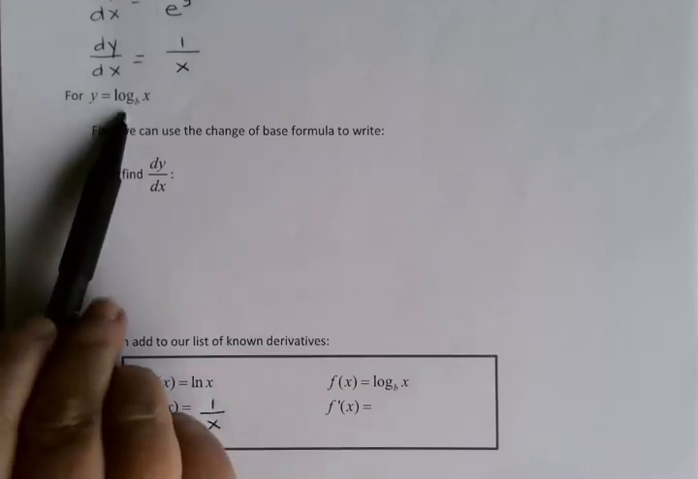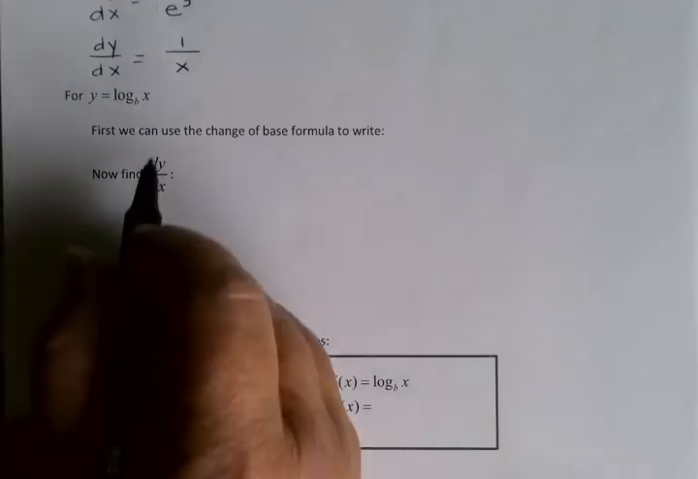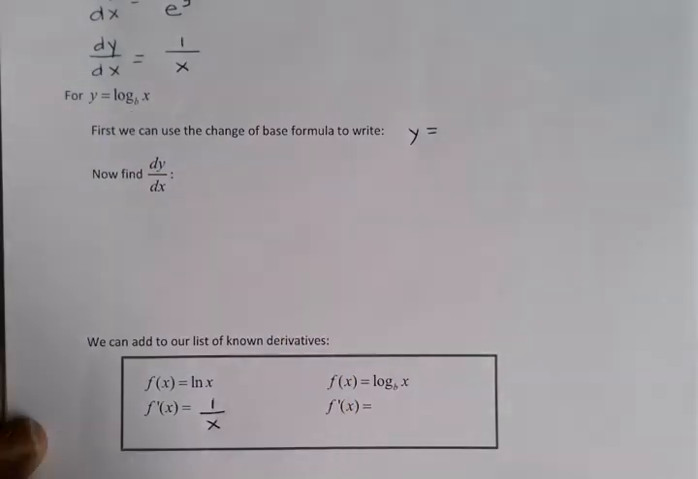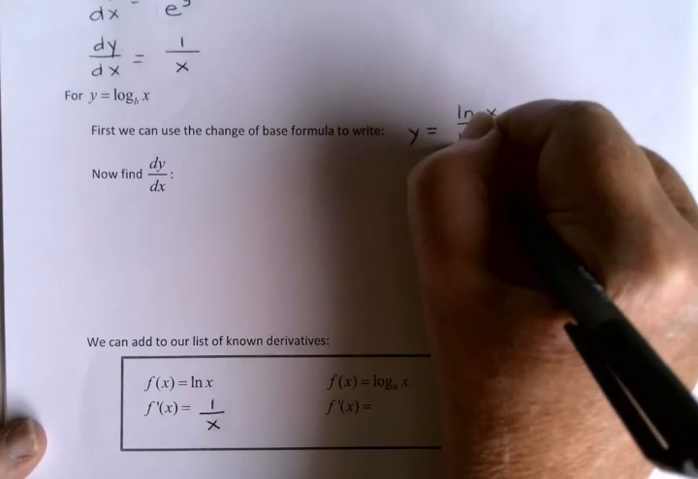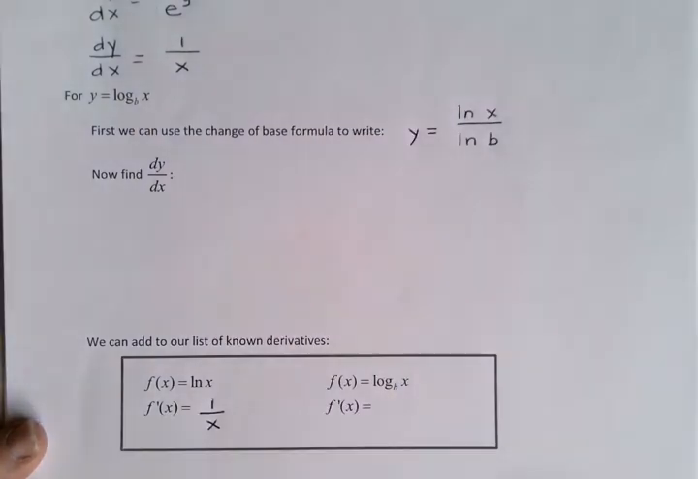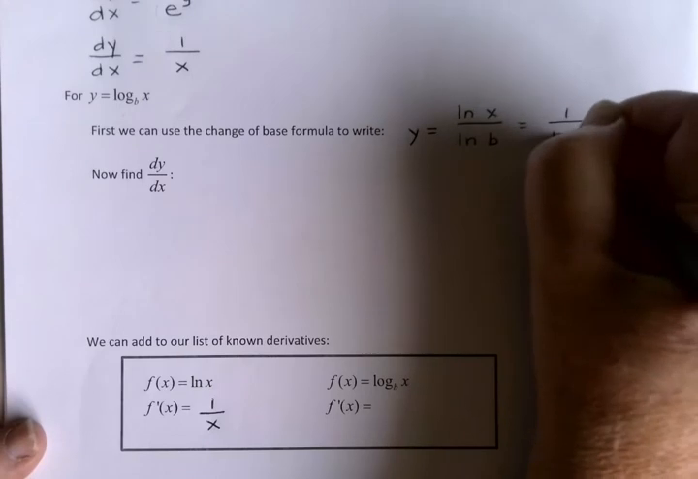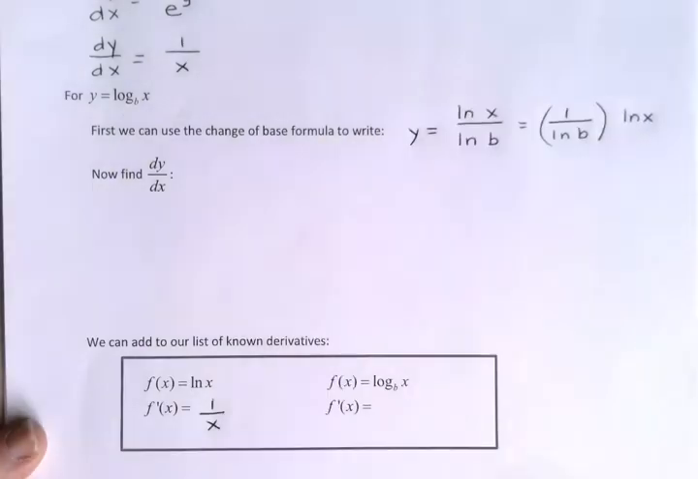All right, let's also address the log of another base. y is equal to the log base b of x. I'm going to start by using the change of base formula to rewrite this. Log base b of x can also be written as the natural log of x divided by the natural log of b, or 1 over the natural log of b times the natural log of x.